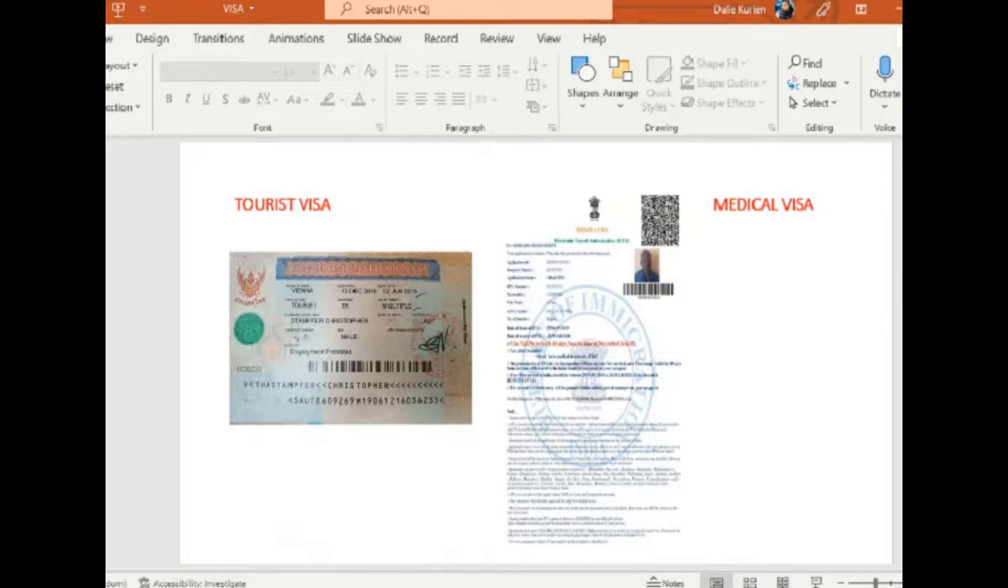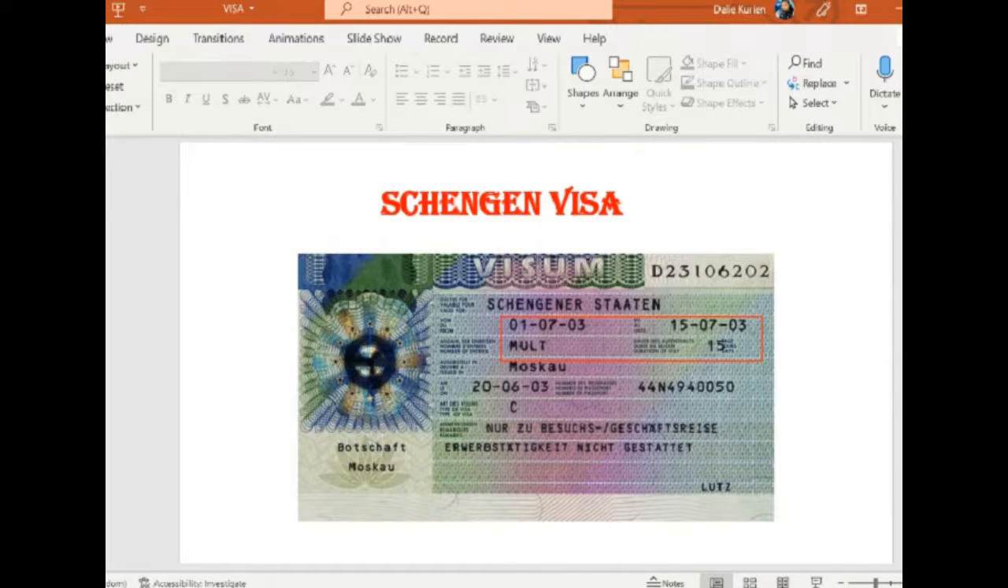See, this is an example of a tourist visa. This is an example of a medical visa. On this side, if you see, it will be mentioned as tourist here. Here it would be mentioned as travel, medical purpose. See, medical visa. This is the Schengen visa. If you could see MULT here, this is the multiple entries. Before it was 15, now it is 18 countries. 18 European countries you can enter. So this is all about visas.